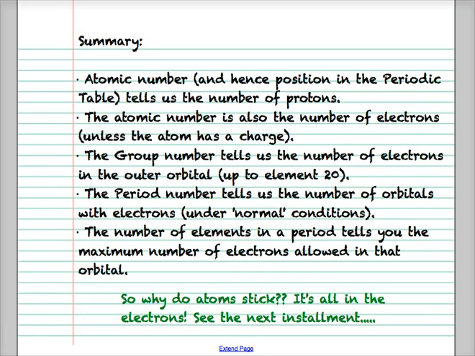So why do atoms stick together? We're going to talk more about that in the next podcast.